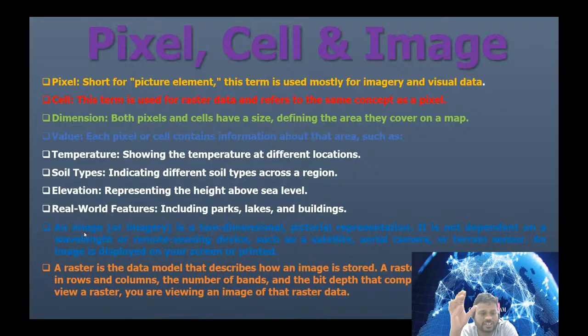So a raster is the data model that describes how an image is stored. A raster defines the pixel cells in rows and columns, the number of bands (what is a band? We will see in upcoming slides), and the bit depth that compose the image. When you view a raster, you are viewing an image of the raster data.